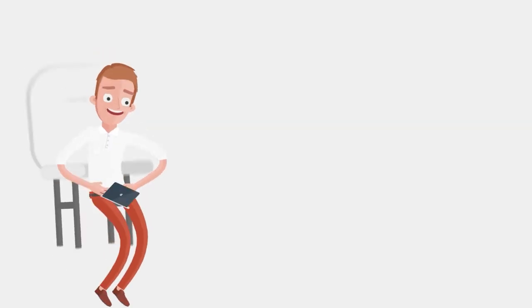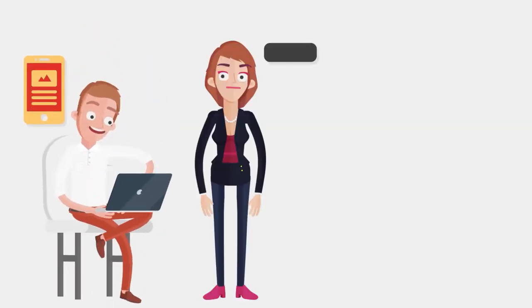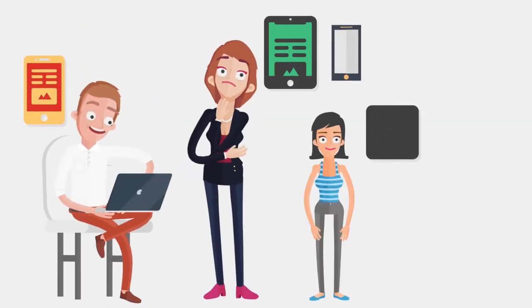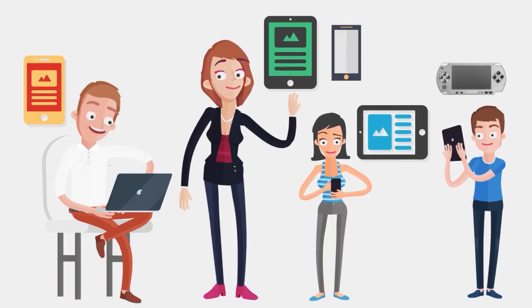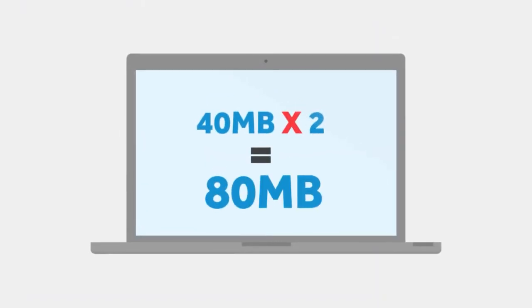Dad has a laptop and mobile phone. Mom has an iPad and a mobile. Their daughter has an iPad and a mobile, while their son has a mobile and a PSP. 8 devices. Andy tried doubling his bandwidth to 80 megabytes, but that didn't help.